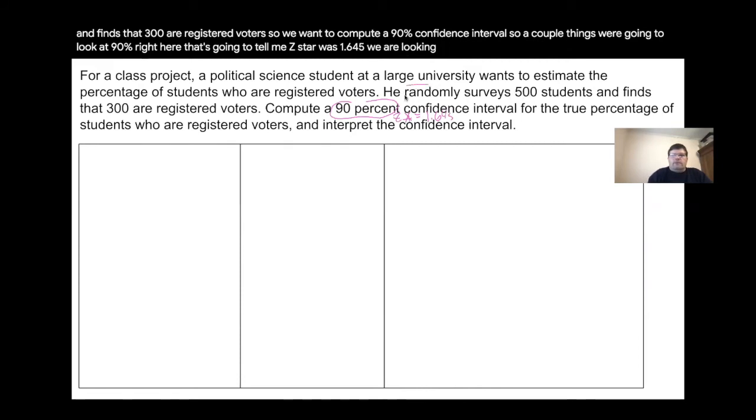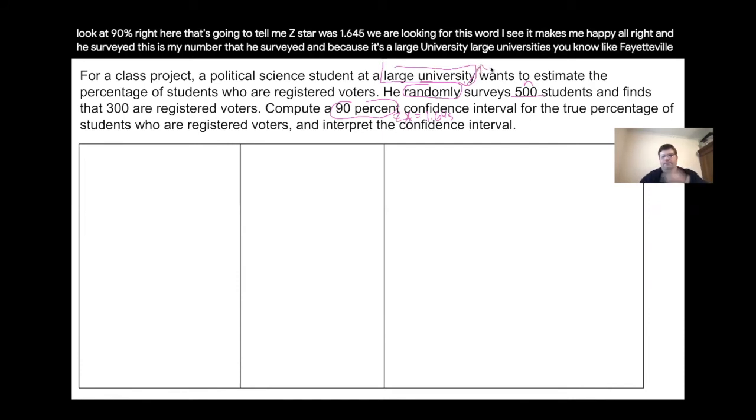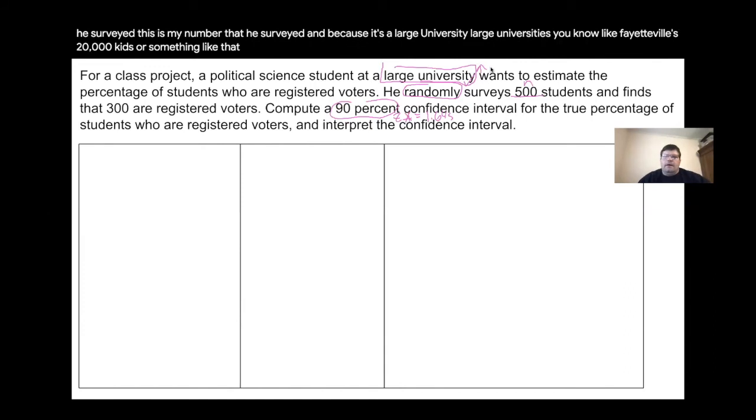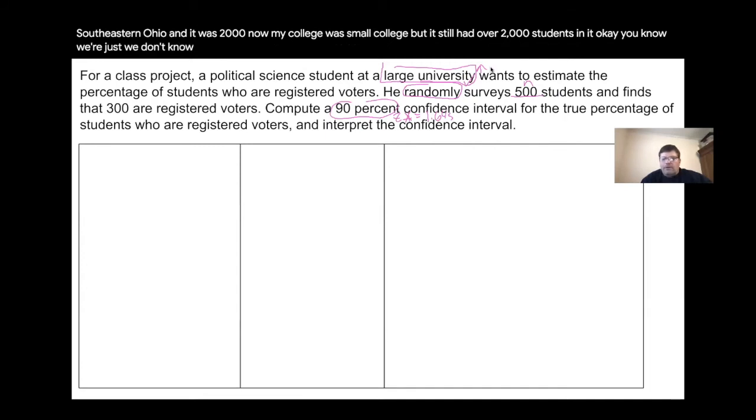We're looking for this word. I see it, makes me happy. All right. And he surveyed 500, this is the number that he surveyed. And because it's a large university, like Fayetteville's 20,000 kids or something like that. I mean, I even went to a small liberal arts school right here, Marietta College in southeastern Ohio, and it was 2,000. Now my college was a small college, but it still had over 2,000 students in it. We don't know how many students there are, but we are going to assume that.